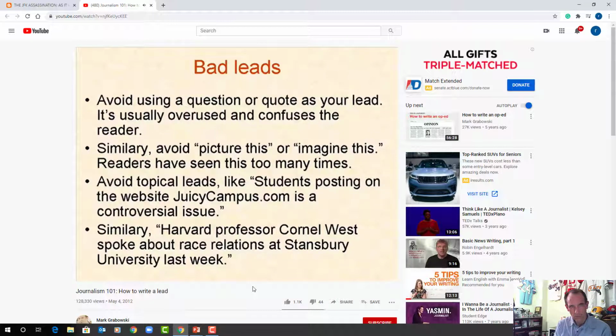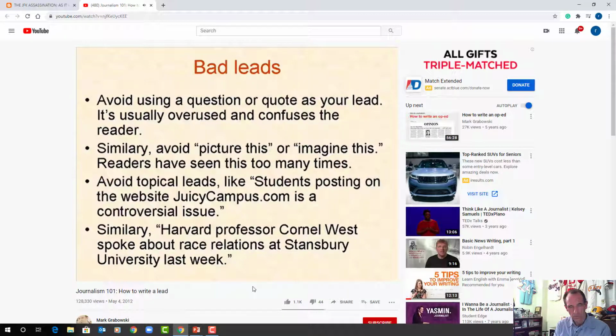An alternative approach might be to have a list lead. You could list some of the different nasty or controversial things said on Juicy Campus and then have your nut graph. Or you could try an opposite lead where you have one student saying juicycampus.com is disgusting and should be banned, and another student saying juicycampus.com should not be banned, that's censorship, and students should be allowed to say whatever they want.